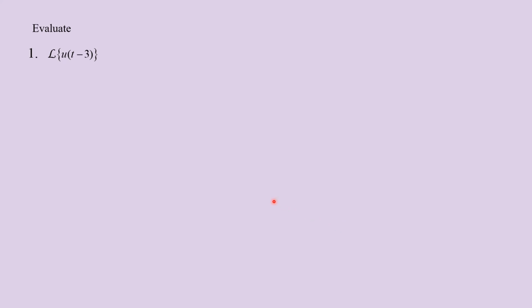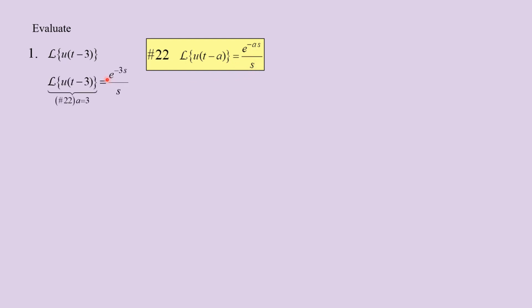Let us do some questions. Question number 1. What is the Laplace transform of u(t minus 3)? To get this Laplace transform, we can obtain the answer directly from formula number 22. The Laplace transform of u(t minus a) is equal to e to the negative as over s. So apply formula number 22, where we replace a by the number 3. So the answer is e to the power of negative 3s over s. This is a simple question.